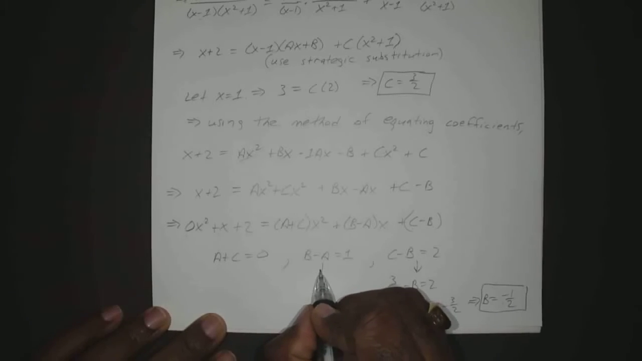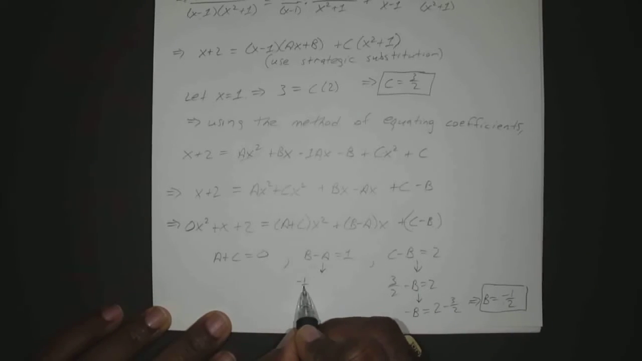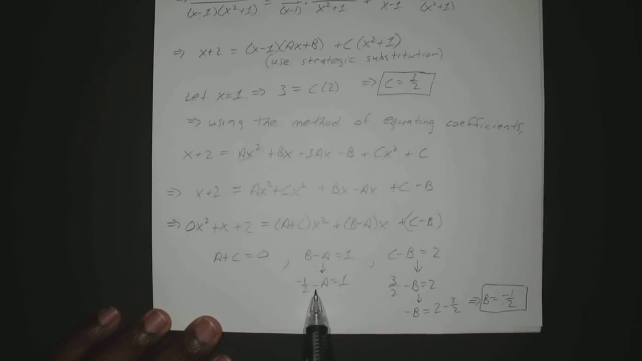So we have our b. Really we can go ahead and solve for a right here. If b is negative 1/2, you have negative 1/2 minus a equals 1. If we add 1/2 to both sides, negative a equals 3/2. So a equals negative 3/2. So we have our a, we have our b, and we have our c.